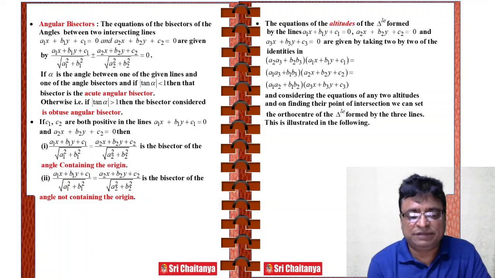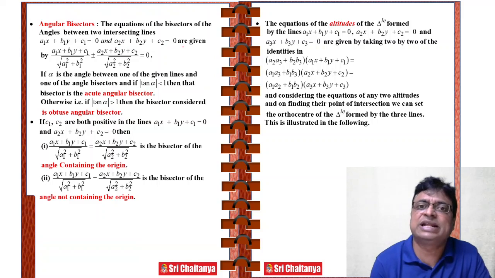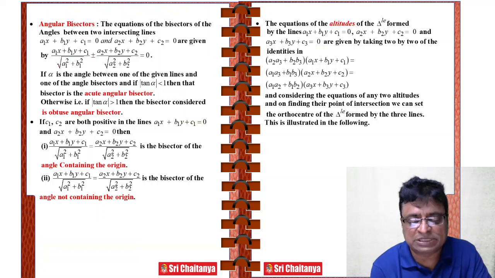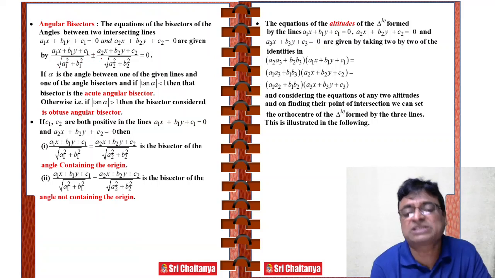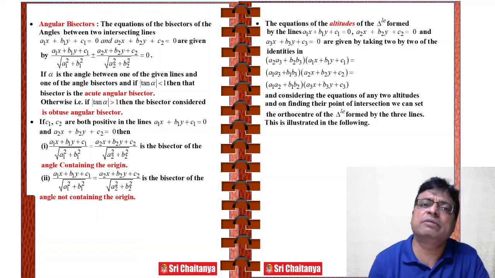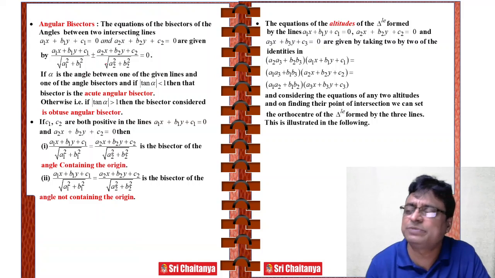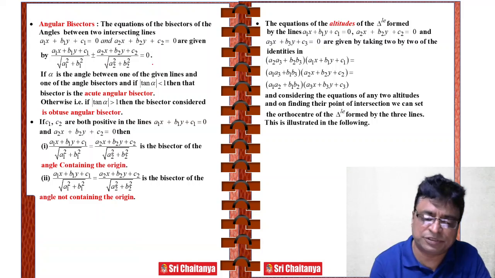Now coming to angular bisectors. If A1x plus B1y plus C1 equal to 0 and A2x plus B2y plus C2 equal to 0 are two lines, then the equation of the angular bisectors of the lines is given by what? (A1x plus B1y plus C1) by root of (A1 square plus B1 square) equal to plus or minus (A2x plus B2y plus C2) by root of (A2 square plus B2 square), or (A1x plus B1y plus C1) by root of (A1 square plus B1 square) plus or minus (A2x plus B2y plus C2) by root of (A2 square plus B2 square) equal to 0.